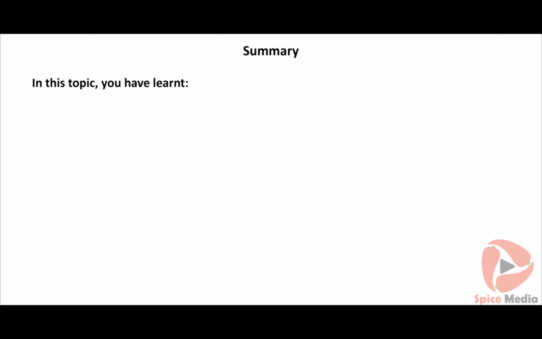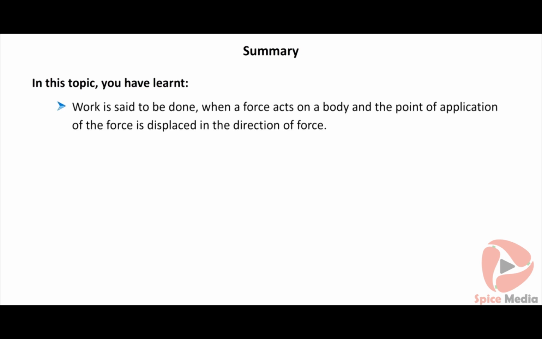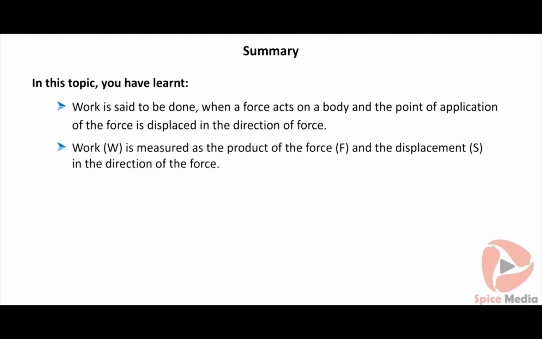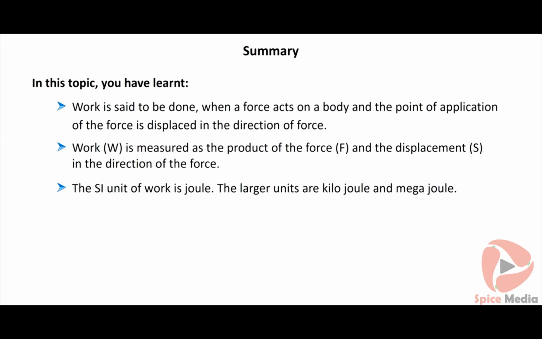In this topic, you have learned that work is said to be done when a force acts on a body and the point of application of the force is displaced in the direction of force. Work W is measured as the product of the force F and the displacement S in the direction of the force. The SI unit of work is joule. The larger units are kilojoule and megajoule.